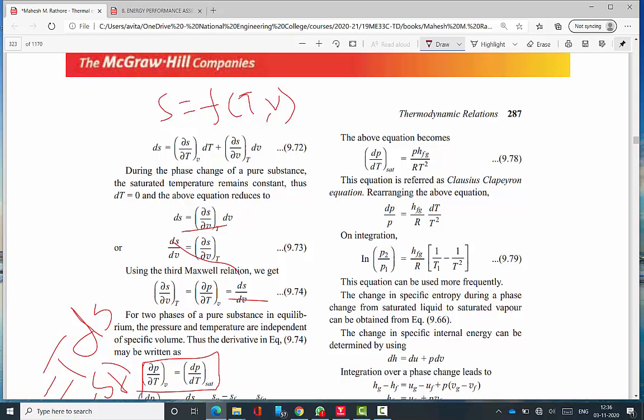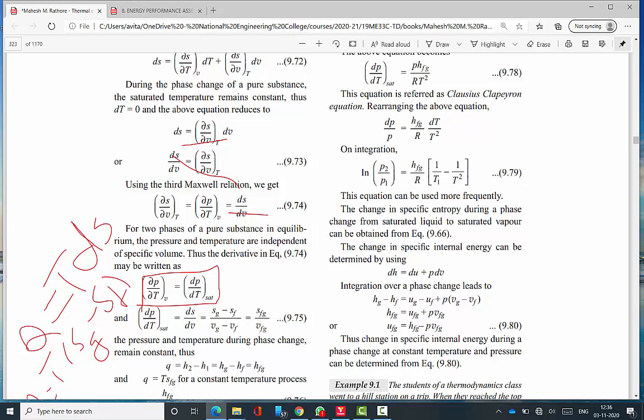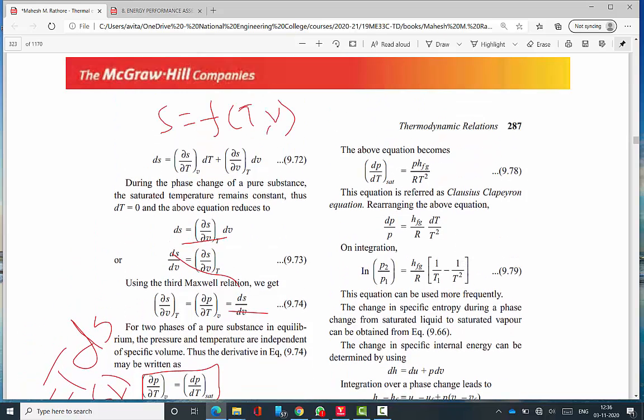The Clausius-Clapeyron equation. In this unit only one topic is remaining, the Joule-Thomson coefficient, and after that we can start the fourth unit. Okay, thank you.